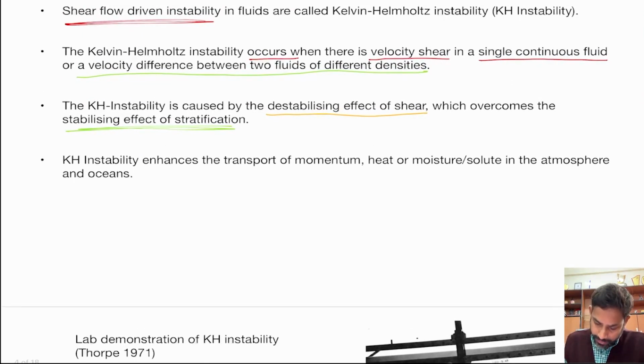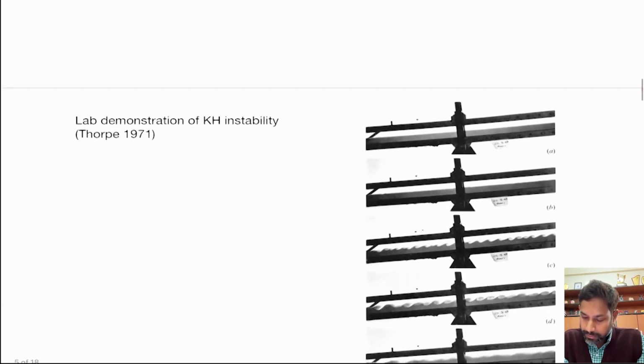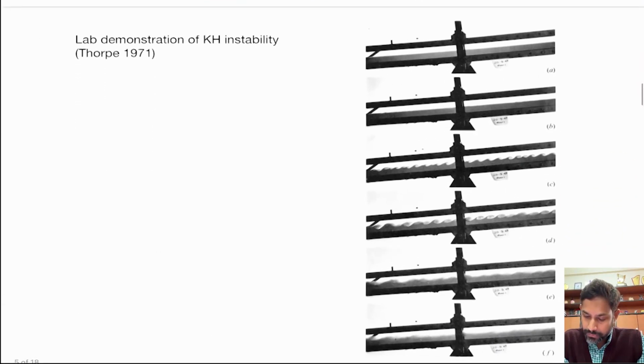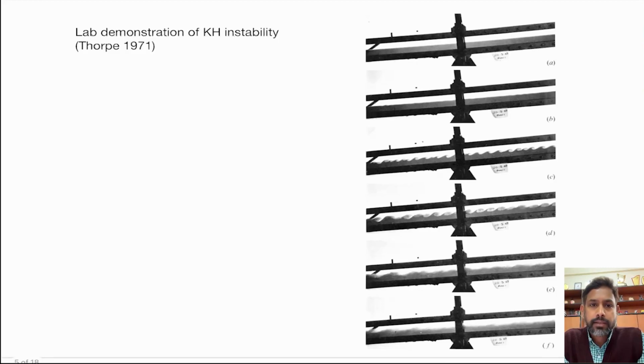And then this Kelvin-Helmholtz instability, as we have already seen, enhances the transport of momentum, heat and moisture or solute in the atmosphere or ocean, depending on how much overturning is happening in a wave. All right, so these are some examples from the atmosphere and ocean, or from nature, but to analyze this problem in more detail, many theoretical and experimental works have been performed. We are going to study the theoretical part very soon, but this is one lab experiment which has been performed to understand this instability in more detail, right?